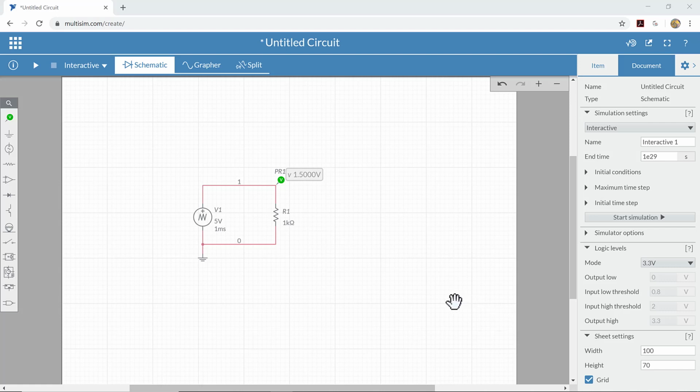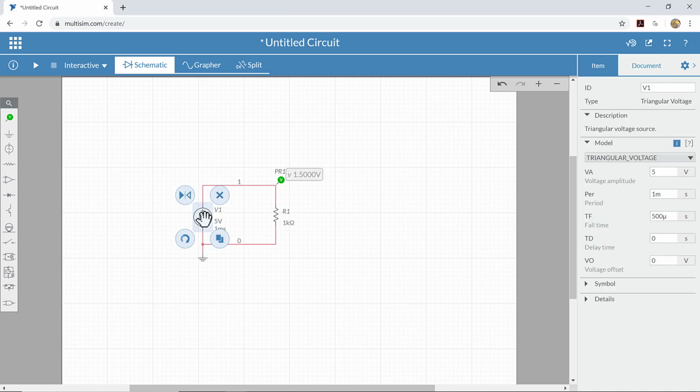Now that we've got a circuit and we can measure some things about it, we can make some adjustments and see what effect they have. So if I click on my voltage source, there is a panel on the right-hand side that has some options that I can change. Right now the voltage amplitude is 5 volts, so that's the peak-to-peak amplitude, from the highest point on the wave to the lowest point on the wave.